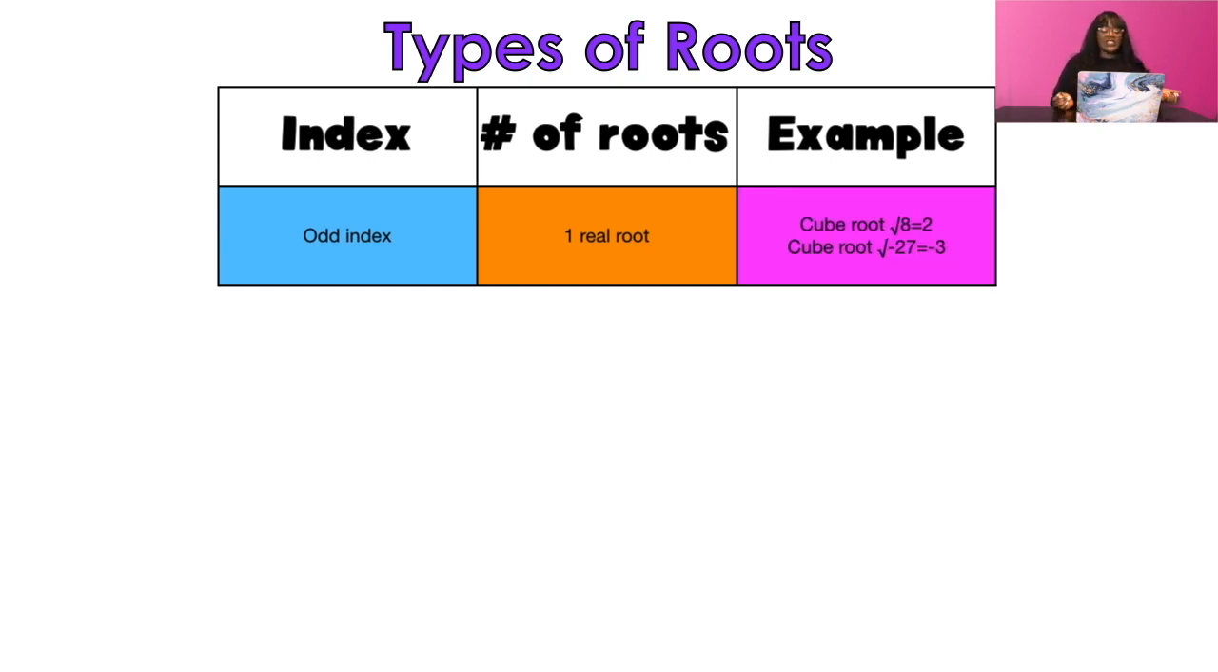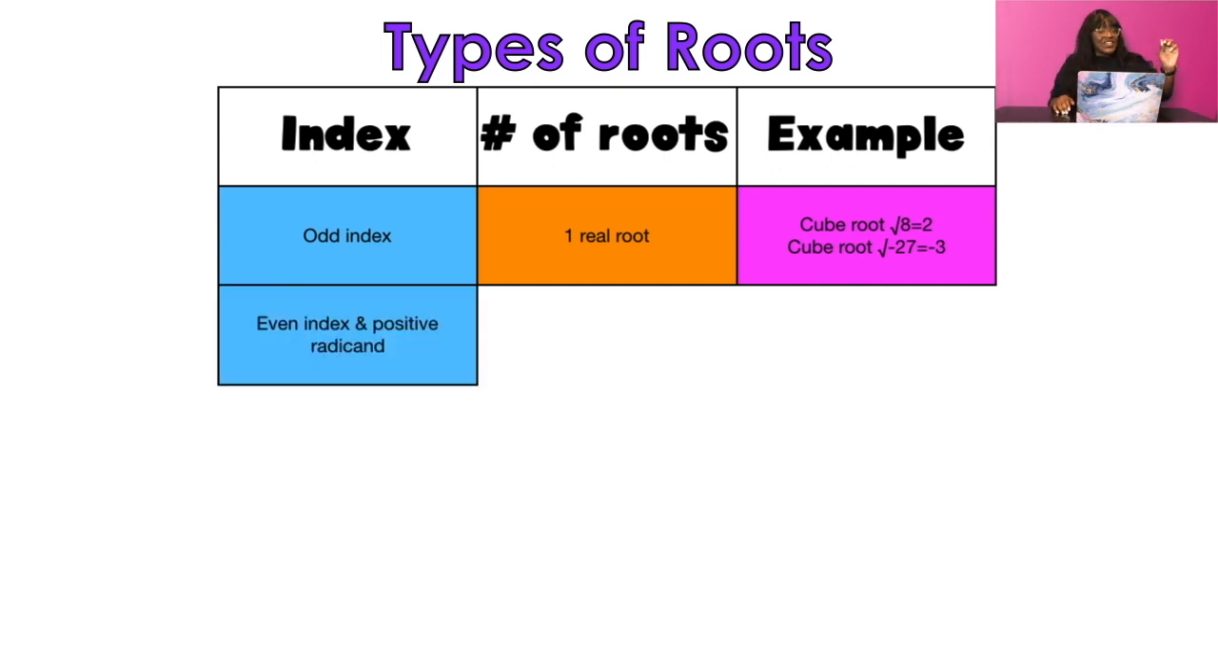So let's look at some examples. If I have the cube root of 8, the answer is 2. Not 2 and negative 2, just 2. If I have the cube root of negative 27, the answer is negative 3. Not positive 3, just negative 3, because negative 3 times negative 3 times negative 3 equals negative 27.